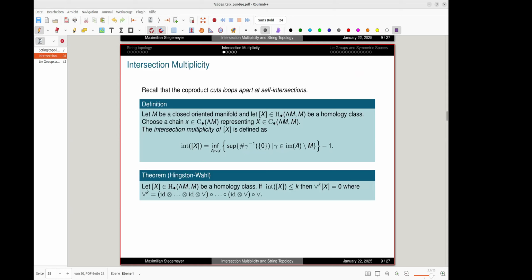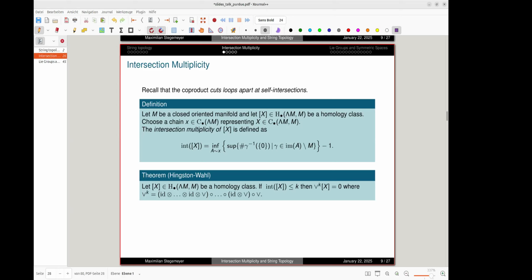So if we have such a relative homology class and the intersection multiplicity is less or equal than some k, then the k-iterated coproduct is trivial. The k-iterated coproduct is defined like this: if you do the coproduct, you end up in the homology of a pair of loops, and then you can apply the coproduct either to the first loop or to the second loop. Here I wrote down that you always apply it to the last loop, but by co-associativity it doesn't matter where you put it, at least up to sign, and for this triviality statement it doesn't matter where you put the coproduct.